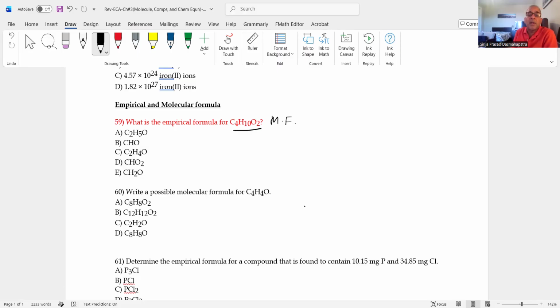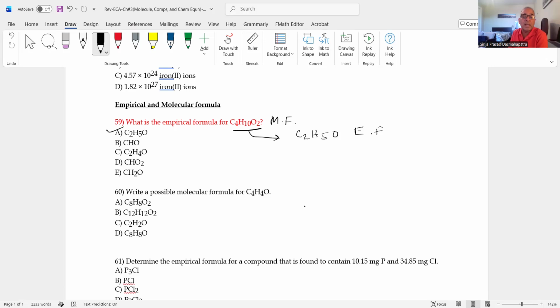And if you want to make it an empirical formula, you will divide by the common factor 2. So it will be C2H5O. This is the empirical formula. So your answer is this one. The conclusion is that if a molecular formula is given, you can find the empirical formula just by simplifying the ratio of the atoms in no time. And it is pretty easy.